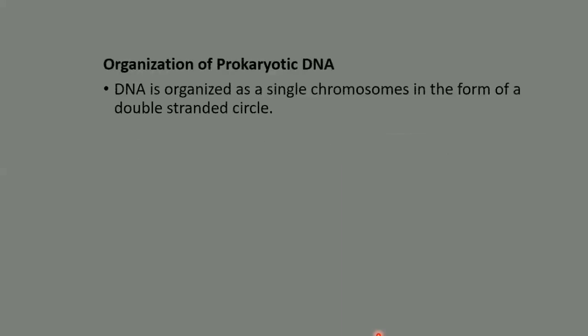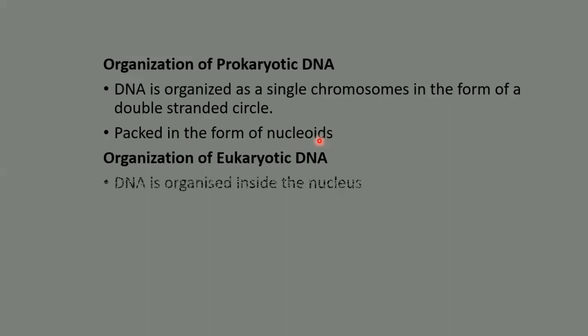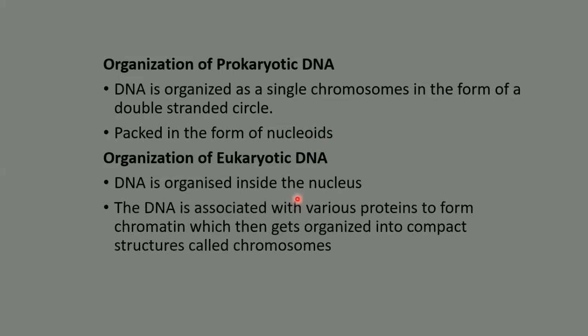In prokaryotes, DNA is organized as a single chromosome in the form of a double-stranded circle, and it is packed in the form of nucleoids. While in eukaryotes, DNA is organized inside the nucleus and it is associated with various proteins to form chromatin, which then gets organized into compact structures called chromosomes.